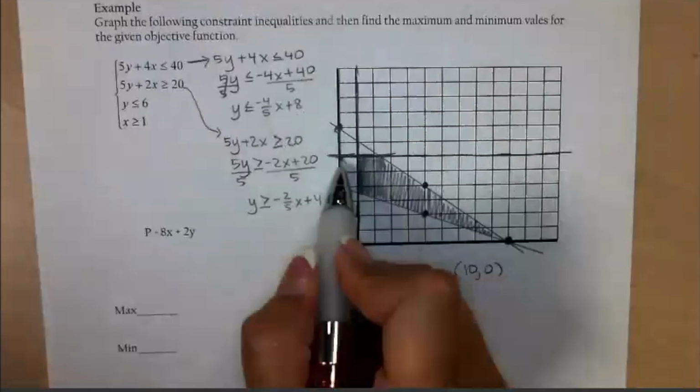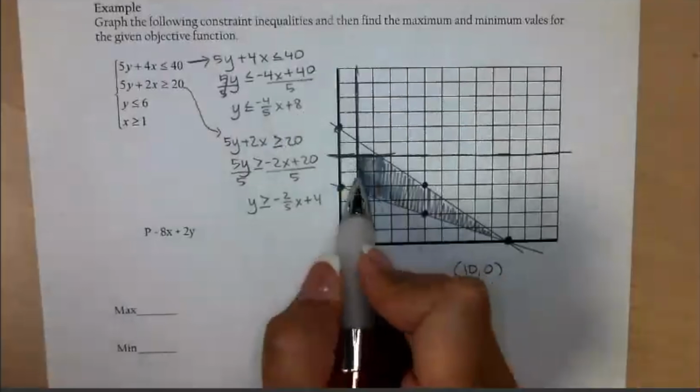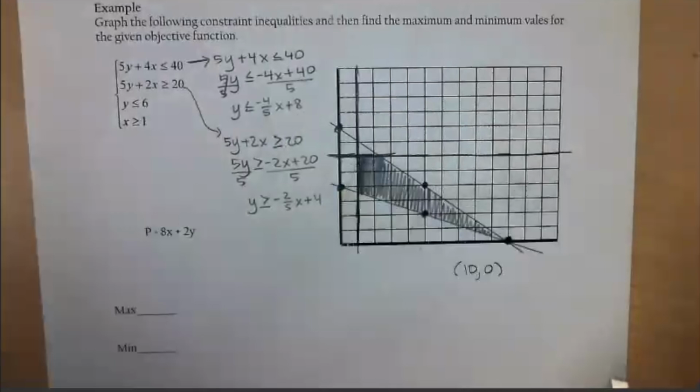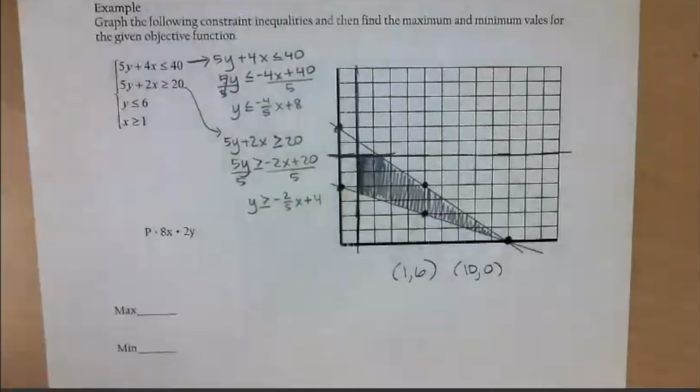Another easy one is where our horizontal and our vertical line intersect. We know that the x value there is 1 and the y value is 6. So we also know that one. Now to find the other two.